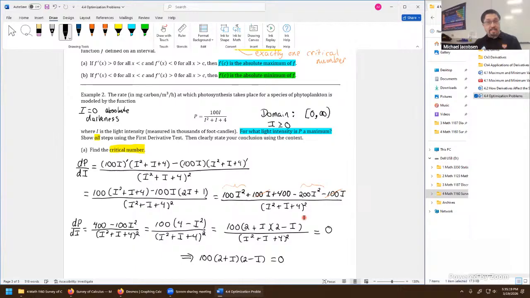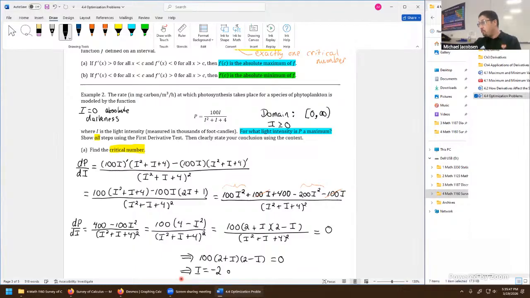So same concept as we've seen in the prior sections. The only way a fraction actually evaluates to 0 is if the numerator itself goes to 0. But the numerator is fully factored, so the only way this is 0 is if the first factor is 0, it's 100, so that's impossible. We move over to the second factor. This becomes 0 when I is -2.